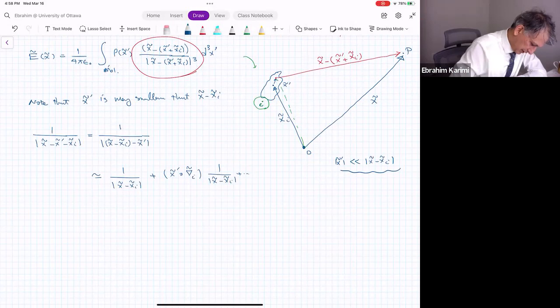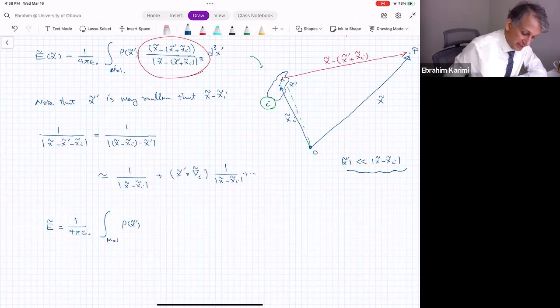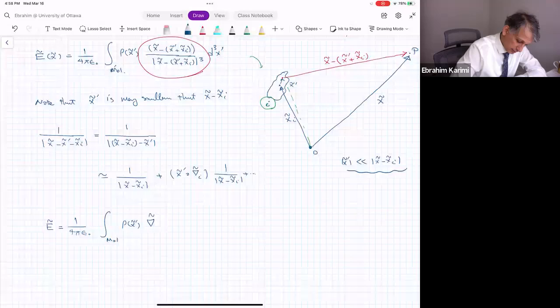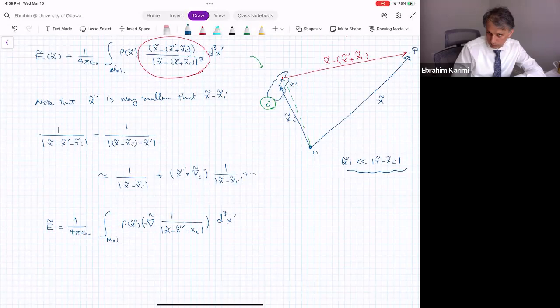So the electric field is given by 1 divided by 4 pi epsilon naught, integral on the molecule side, okay, of rho of x prime. And definitely, I can write the entire of this term, which is x minus x prime plus xj divided by x minus x prime plus xj power of 3, as the gradient with the negative sign, right? I'm writing in terms of potential. 1 divided by x minus x prime minus xi, d3 of x prime. Do you agree with that? Right? That is what we did in the mathematics previously, and that was shown.